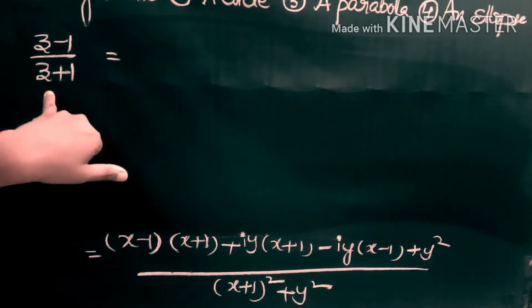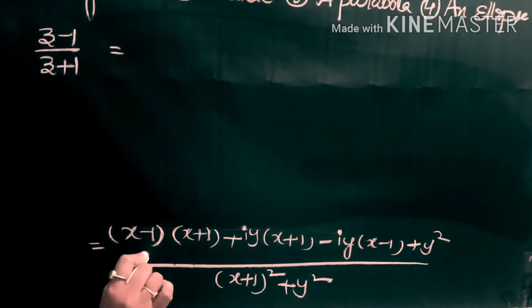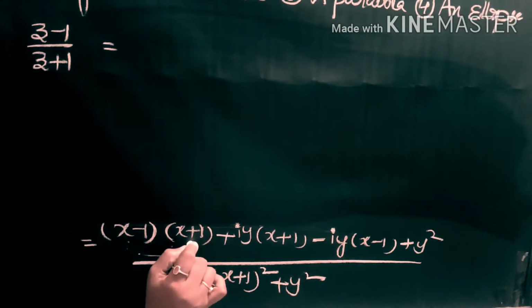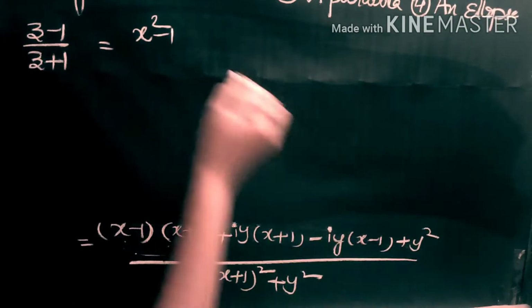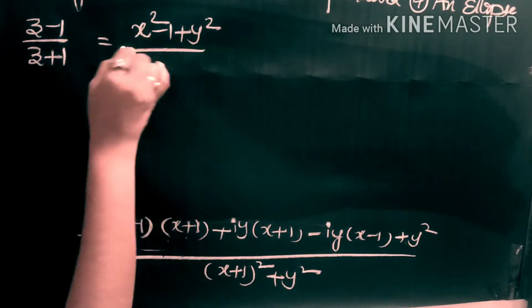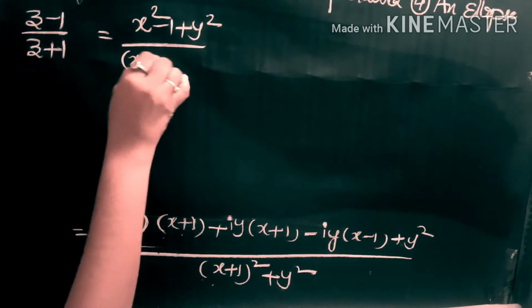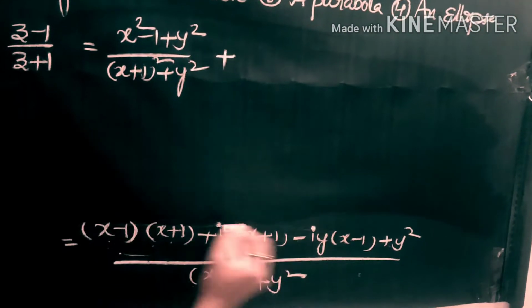Now (Z minus 1)/(Z plus 1) is equal to this complex number. So first we write this term in the form of a plus ib. For a, we take the real part of this expression. The real part is (x minus 1) into (x plus 1), that is x square minus 1 plus y square. Now separate the denominator for the real part and imaginary part: (x plus 1) whole square plus y square. This is the real part value, plus the imaginary part.